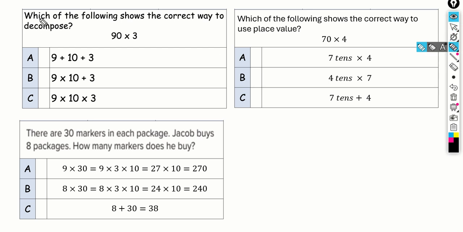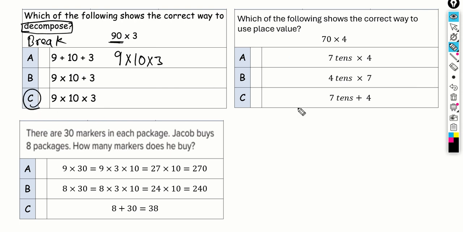First question we have: which of the following shows the correct way to decompose? So when you see this word, you have to break this number into simple numbers. How will you break it? You look at this big number, 90. You will break it as 9 times 10 and you keep this same. So where do you see your answer?